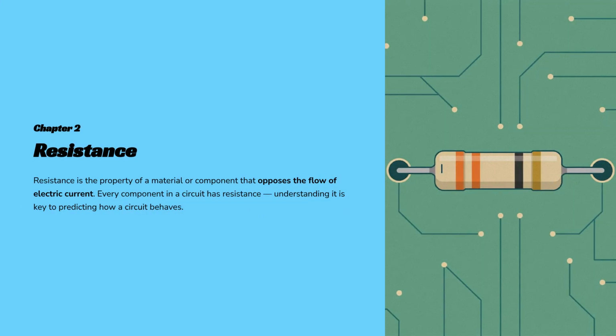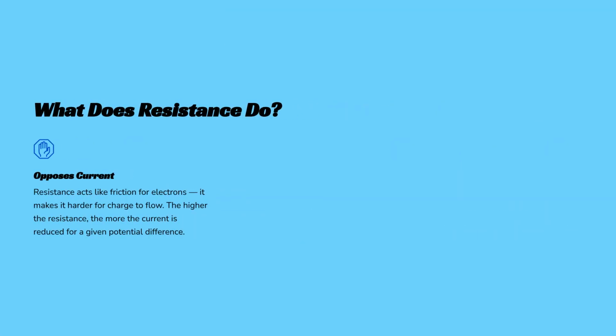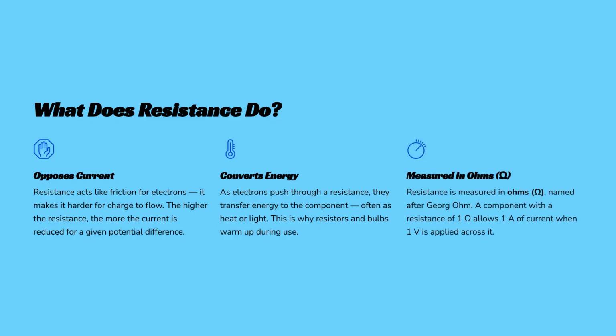Now let's discuss resistance. Resistance is the property of a material or component that opposes the flow of electric current. Understanding resistance is fundamental to predicting how any given circuit will behave. Resistance acts like friction for electrons. It limits current, converts electrical energy into other forms like heat or light, and is measured in ohms. A resistance of 1 ohm allows 1 amp of current when 1 volt is applied.